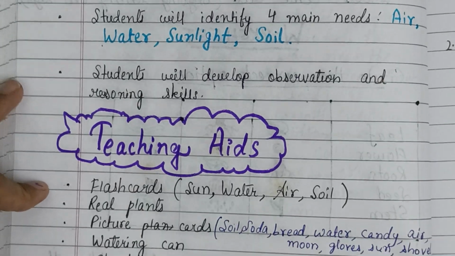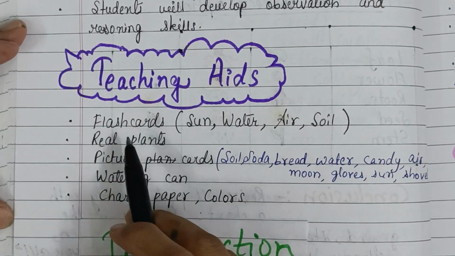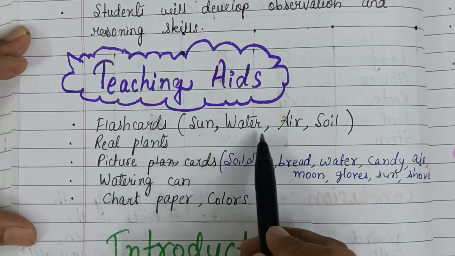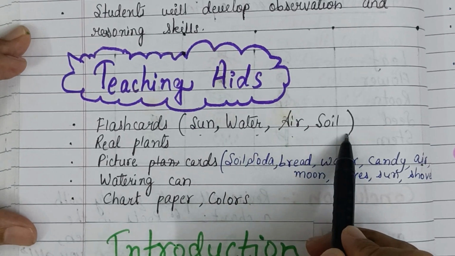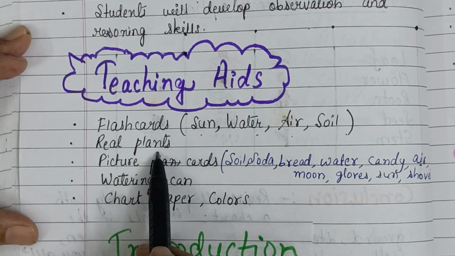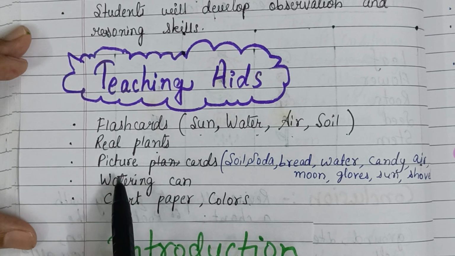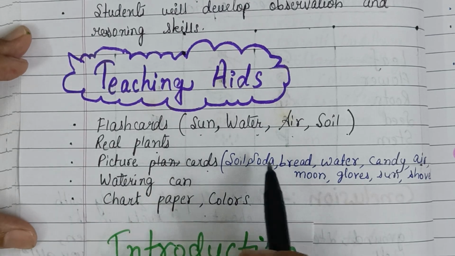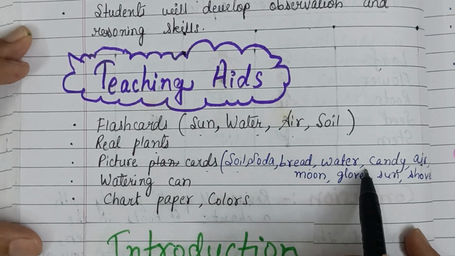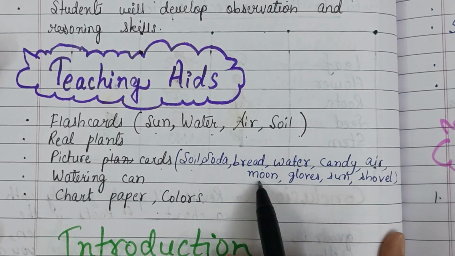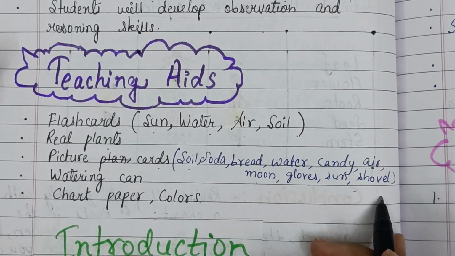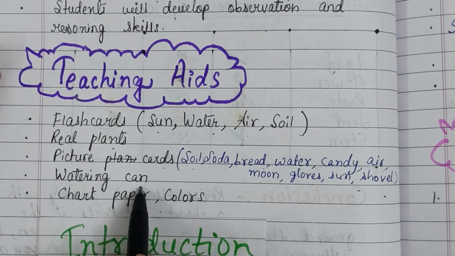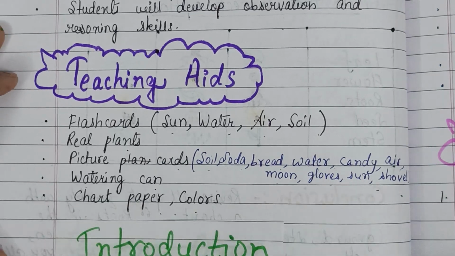Next, teaching aids. First, flashcards of sun, water, air, soil. Real plants you can show, or picture cards: soil, soda, bread, water, candy, air, moon, glove, sun, shovel. Watering can, chart paper, colors.